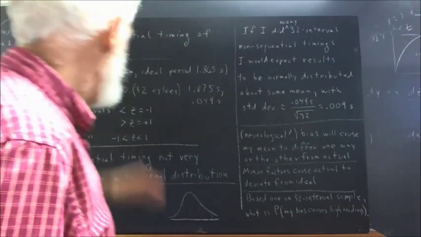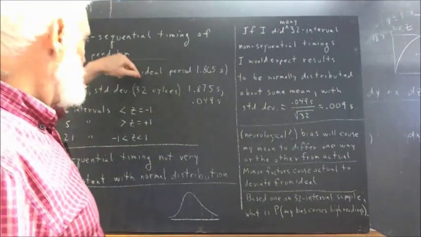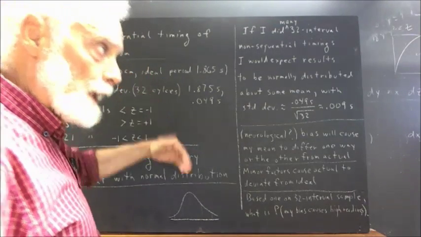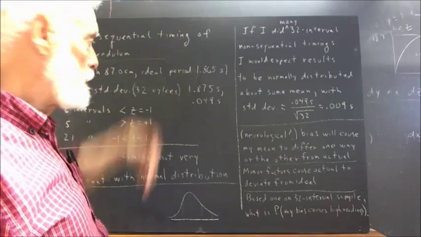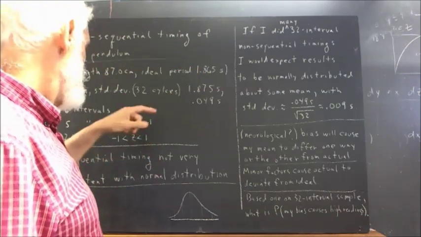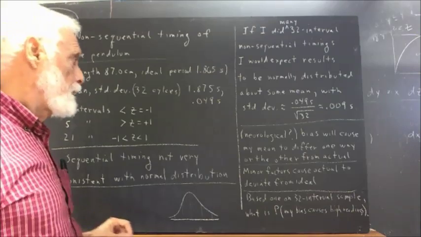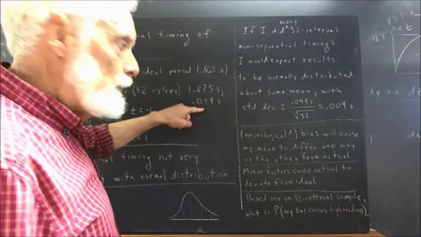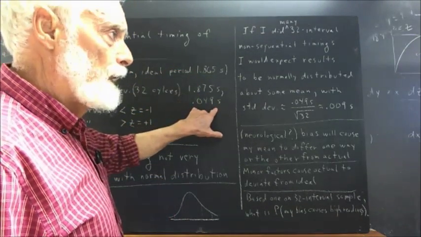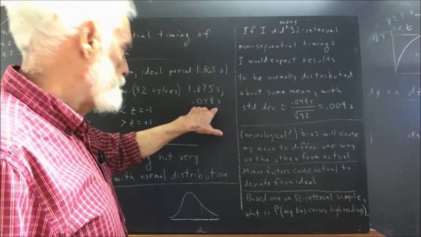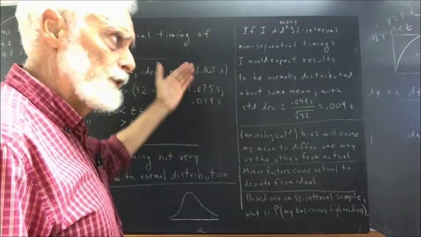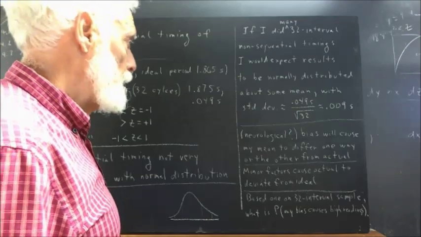Now, when I'm timing 32 cycles, I'm going to be closer to the actual time, which is probably pretty close to the ideal time, than I would be on the individual times. The individual times have a standard deviation of about 0.05 seconds, rounding up the 0.049.